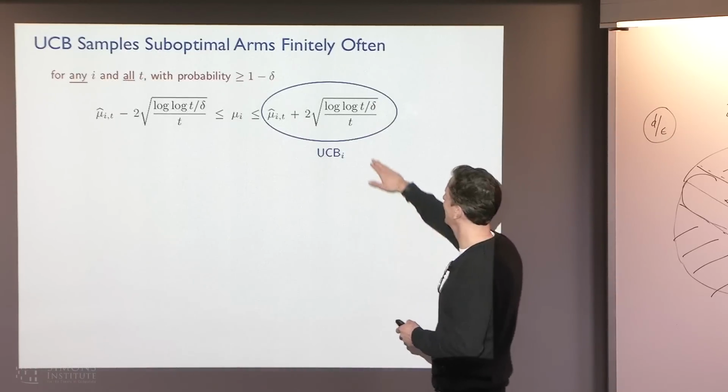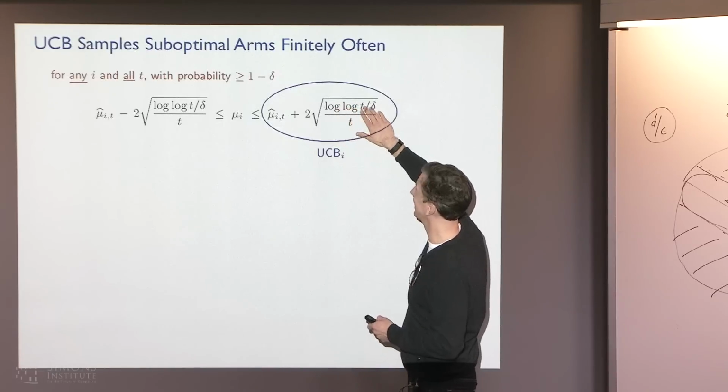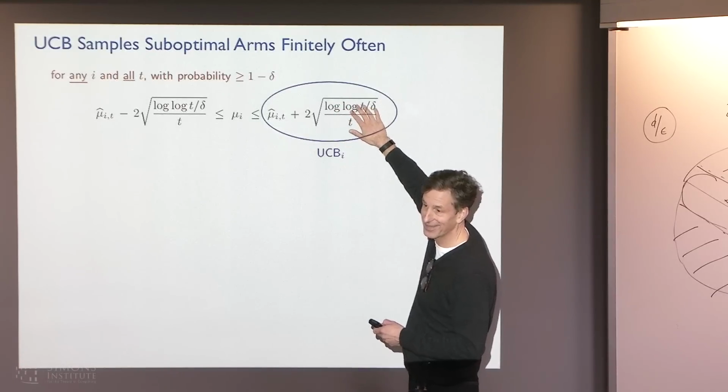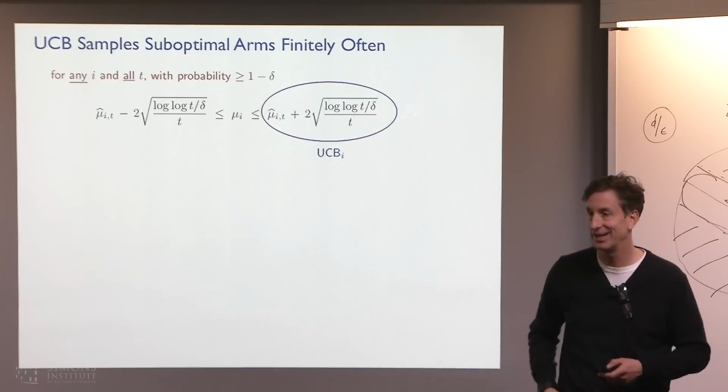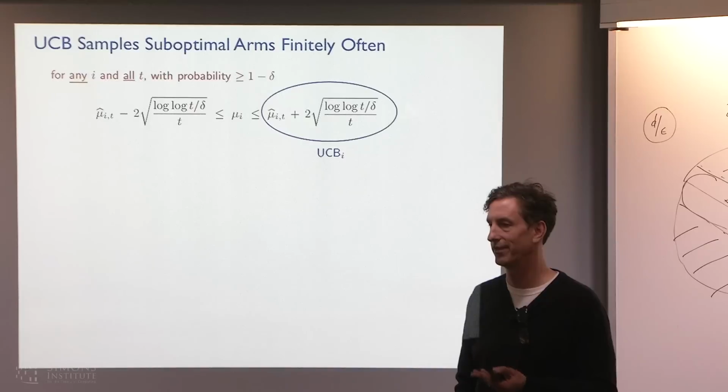You might wonder if I even need anything up here, if I could just have log 1 over delta or something. But you do need something there, and this is sharper in terms of the order dependence on t.